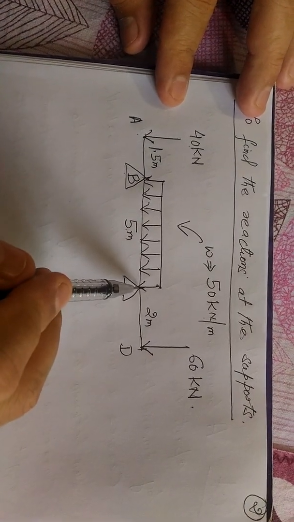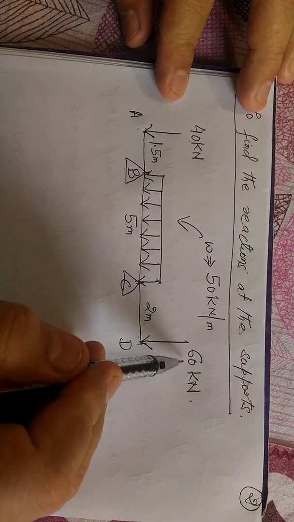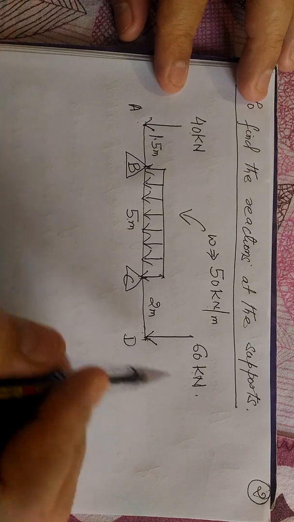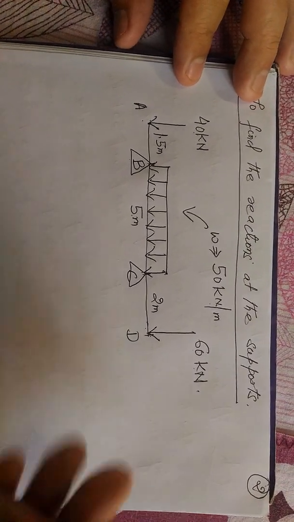Similarly, it is overhanging 2 meter towards the right, and it is subjected to a point load of 60 kilonewton at the extreme right. Now I'll explain how to find the reactions.